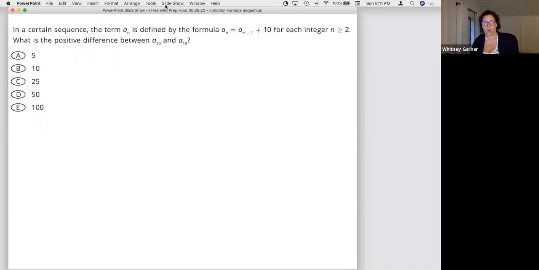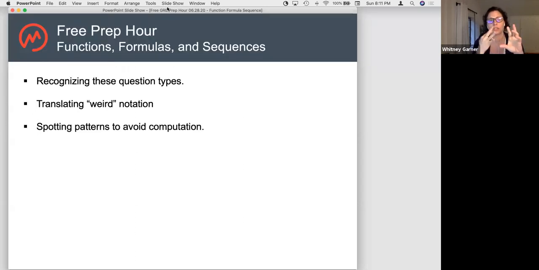Okay, so what did we look at today? We looked at functions. We looked at formulas. We looked at sequences. I want you more than anything to be able to recognize them if you're going to practice them. We have an entire chapter in the 5-pound book about them. No, they are not super high frequency. These are much more minorly tested. Exactly. It's a big yay for that.